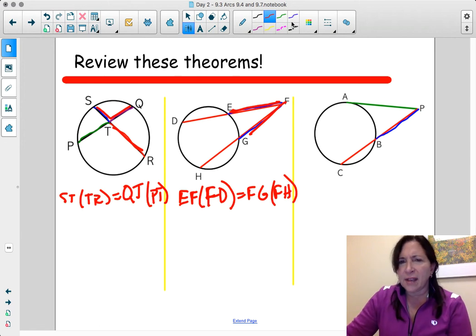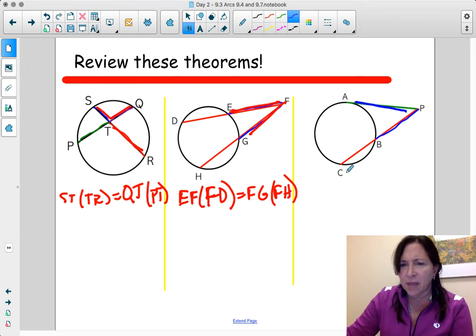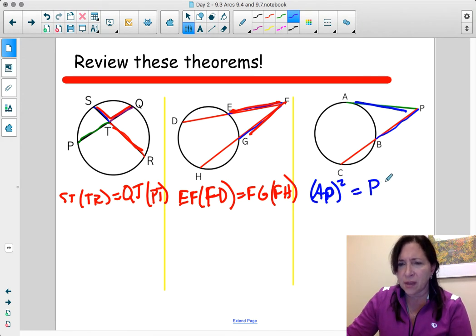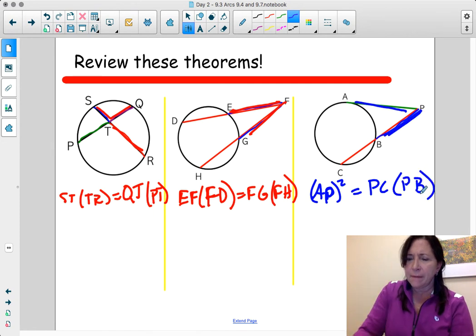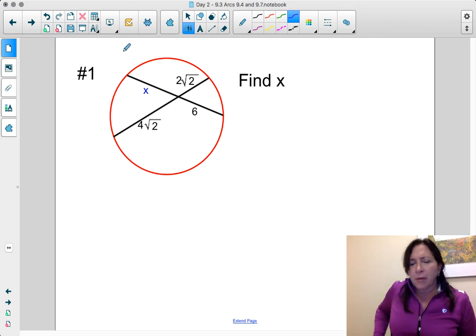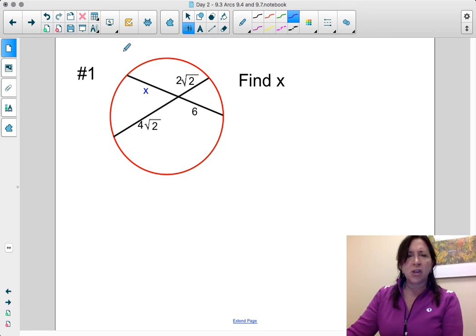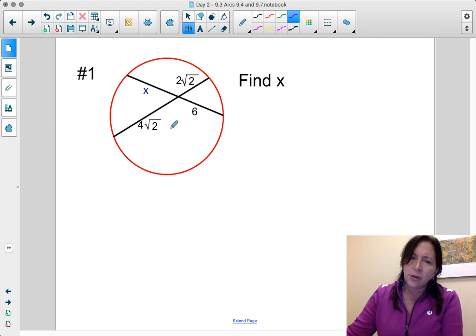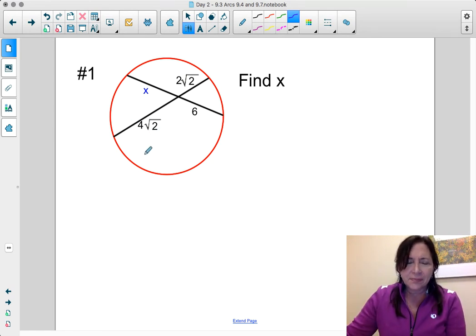This last one that we just talked about says AP, so we have AP squared. So AP times AP is equal to the whole length, PC, times the outside segment, which is PB. Okay? So practicing these to find x. Now, for these problems that we're going to be doing, it might be a good idea just to stop the video as you go so you can try these ones on your own. So this would be a good time to start.